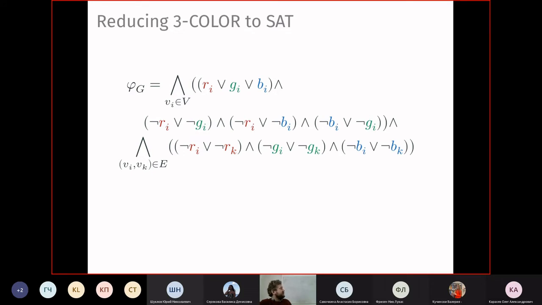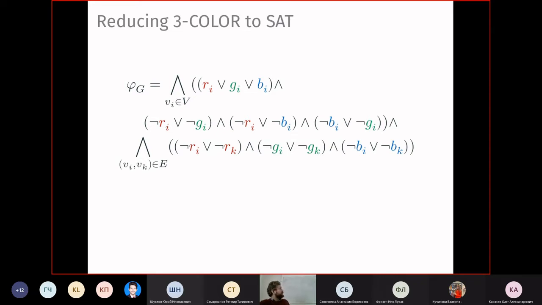So in the first line we say that each vertex is colored, so it's either red or green or blue. The second line, again, is a big conjunction over all vertices. It says that no vertex can have 2 colors simultaneously. So if it cannot be red and green, it's either not red or not green. And the same for other pairs. And finally, the third line is the correctness condition for coloring. The correctness condition says that if you have 2 vertices which are connected, they're not allowed to have the same color. So they're not both red, not both green, and not both blue.